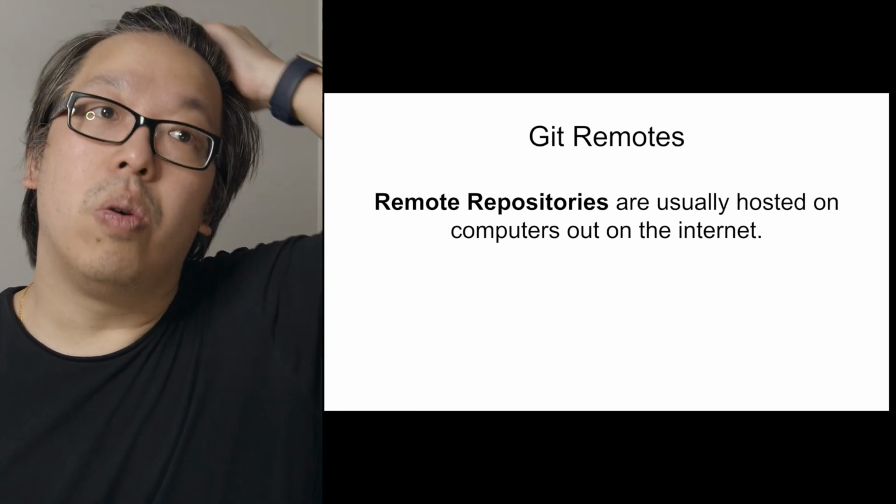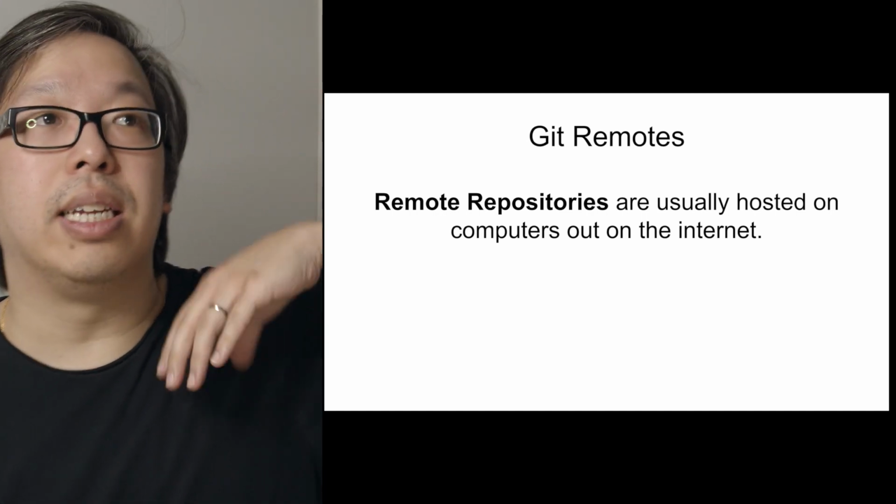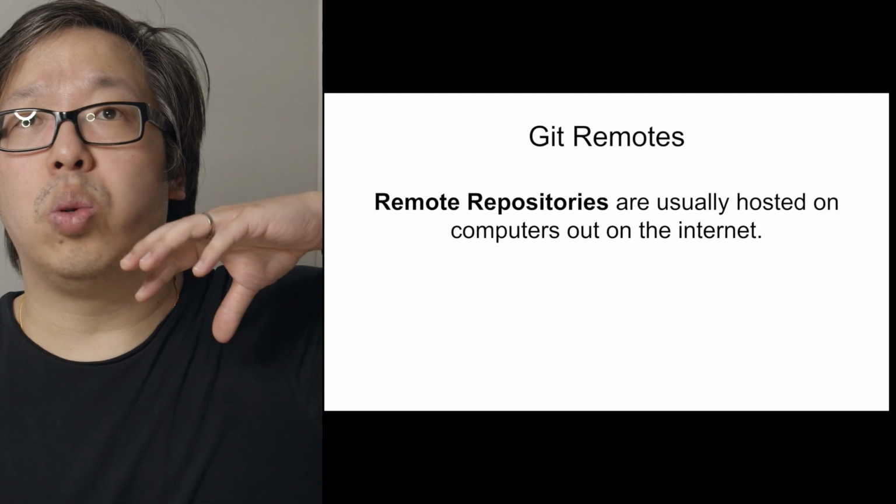Okay? So your computer could synchronize to a Git repository that's sitting on your friend's computer over the internet. Or it could synchronize with a Git repository that's sitting on a virtual server somewhere. Or it could synchronize with any number of machines. It could just synchronize with any computer that's out on the internet. Okay? As long as it's set up properly, you can synchronize that.